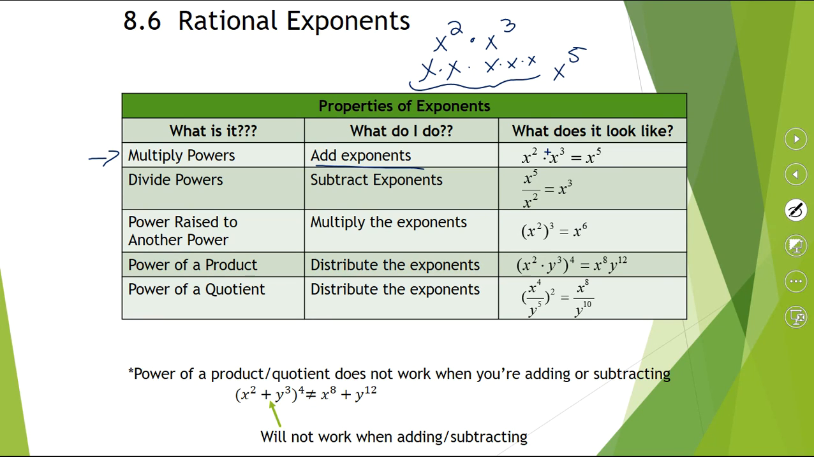All right, now divide powers. When we divide powers, we're going to subtract the exponents. So if you see x to the fifth over x to the second, we have x to the third. So what you're doing is 5 minus 2. Remember, this is the numerator minus the denominator. It's not going to be the other way around. You're always going to take the top minus the bottom.